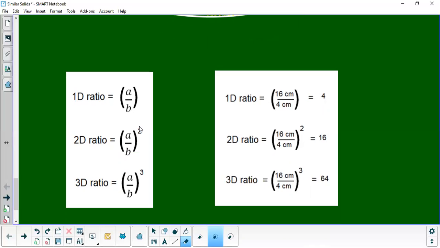So now when we work on problems and we're comparing different lengths or areas or volumes, we have to use the correct ratio. If we're comparing areas, we have to use the 2D ratio. If we're comparing perimeters or lengths or heights, we have to use the 1D ratio. If we're comparing volumes, we have to use the 3D ratio. And that is what we're going to see in the next video.